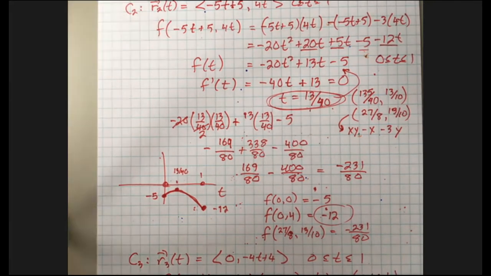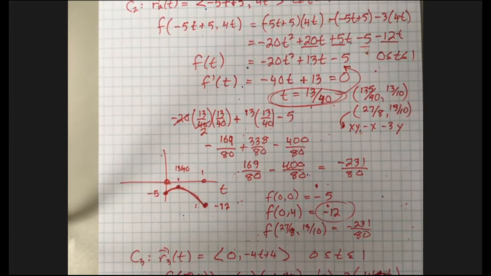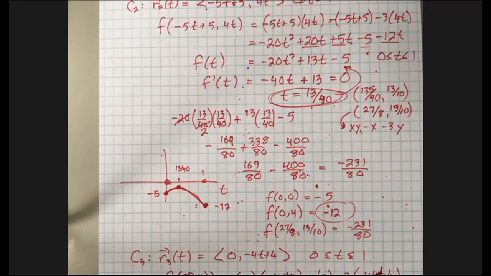Paper's a little bit littered here, which just gives me 12t minus 12. Now this is also a line from 0 to 1. And at t equals 0, it's at minus 12. And at t equals 1, you're at 0. So there's no flat places on this edge of the shrapnel. This is t equals 0, which corresponds to f of 0 and 4 being minus 12.